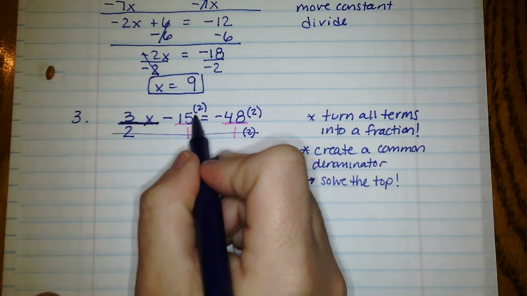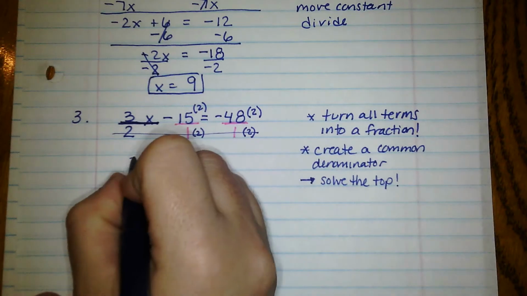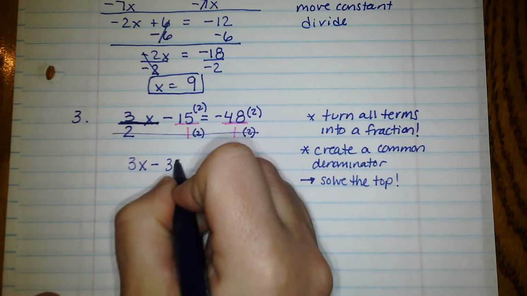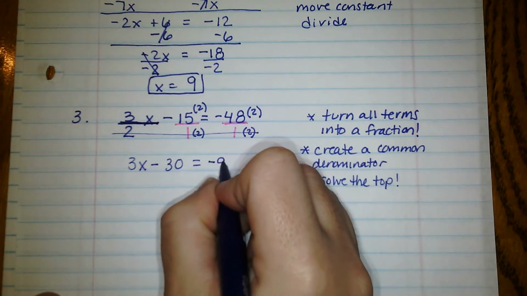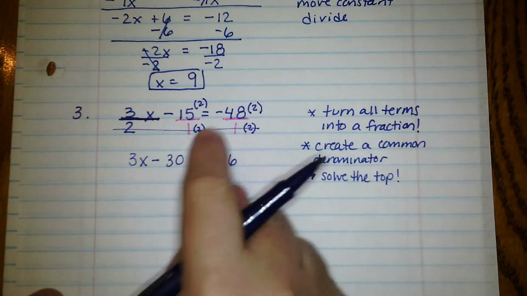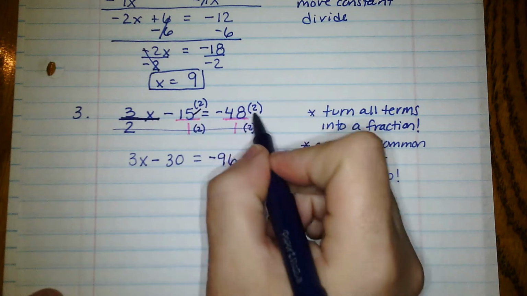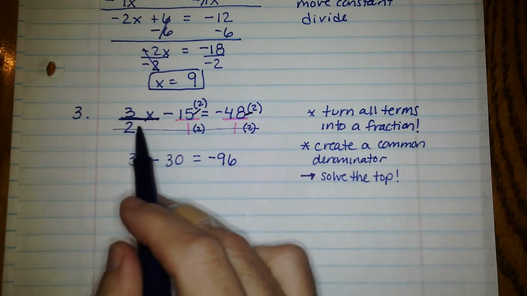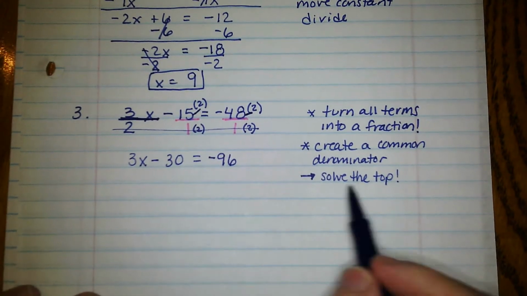But don't forget that you need to multiply these out. So my new equation is going to say 3x minus 15 times 2 is 30, and negative 48 times 2 is negative 96. Okay, so I'm not keeping the 15 and the 48. I still have to multiply these two together, and I have to multiply these two together. And that's what makes the fractions now equivalent so that we can only solve the numerator.